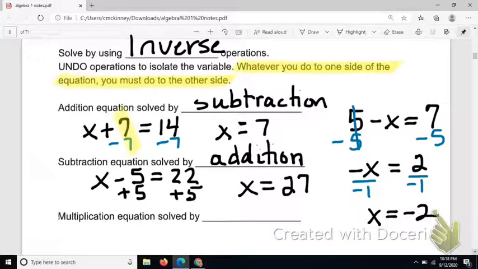So that one's a little bit of a tricky one, just kind of to prepare you that that's going to come up. But just think, you want to get rid of the constant that's on the side with the x. A constant is a term that's not being multiplied by an x.